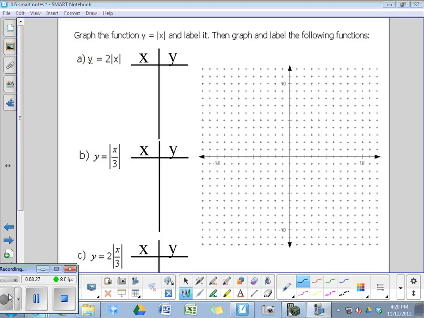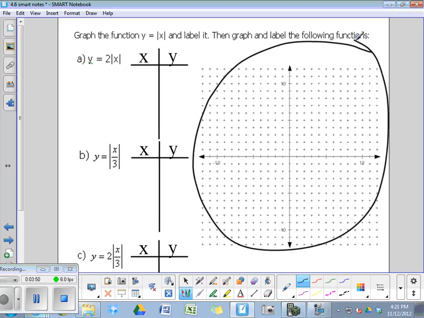All right, now we have the examples A, B, and C of the functions y equals 2 times the absolute value of x, y equals the absolute value of x over 3, and then a mixture of the two of them, 2 times x over 3 with the x over 3 in the absolute value bars. So I gave out some red graph paper that I'd like you to use, and I'd like you to put each of these on a separate grid. I'm going to do them all on the grid that you see right here.